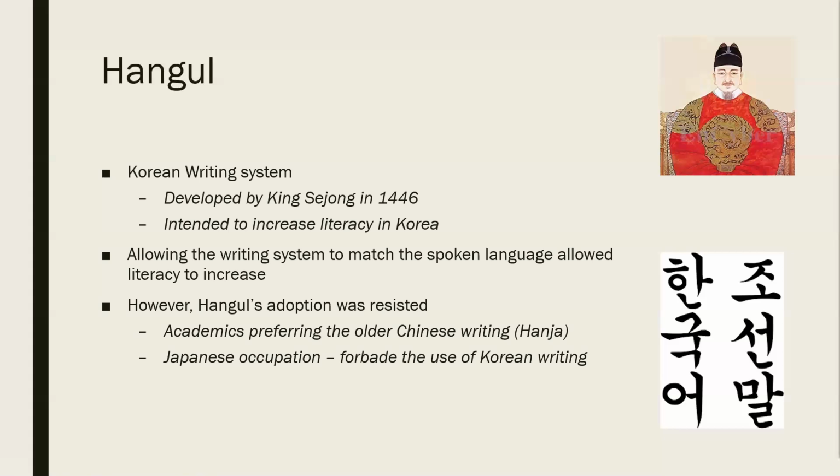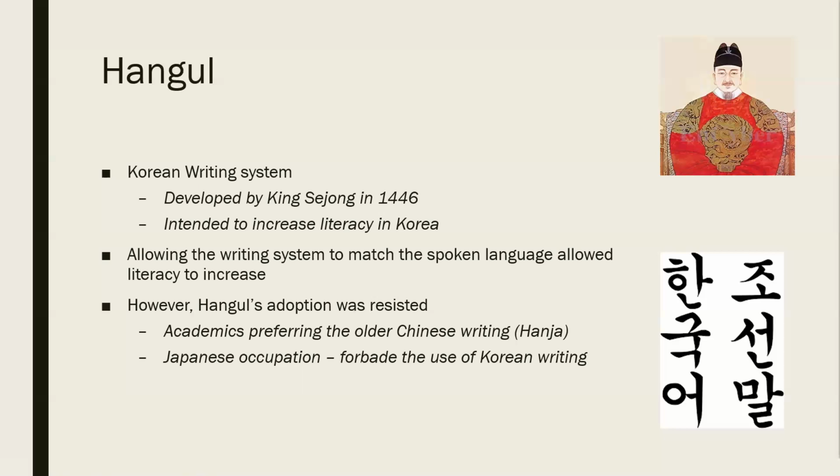But even in its very early proposals, Hangul's adoption was very strongly resisted, especially by academics who preferred the older Chinese writing system. We also see that during the period of history where Korea was occupied by Japan, the usage of the Korean writing system was actually forbidden. So going back to the academics resisting the reform, a main reason that they resisted it is because they saw this as an attempt for Korea to distance itself from China, and they didn't want to distance themselves from China.